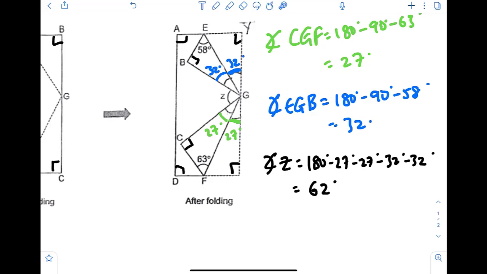Okay, another way is actually to add them up together. You can go and add 27 plus 27 plus 32 plus 32. And then to find Z, you take 180 minus that sum of numbers. Final answer, 62 degrees.